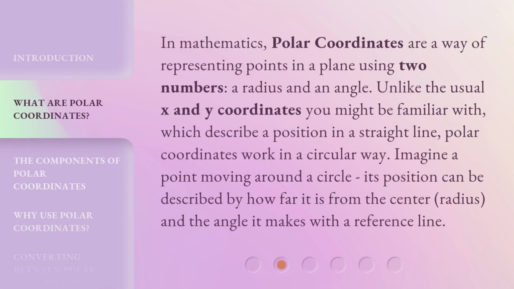In mathematics, polar coordinates are a way of representing points in a plane using two numbers, a radius and an angle. Unlike the usual x and y coordinates you might be familiar with, which describe a position in a straight line, polar coordinates work in a circular way. Imagine a point moving around a circle. Its position can be described by how far it is from the center, radius, and the angle it makes with a reference line.